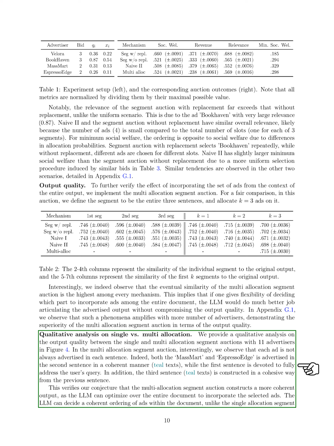We conduct a qualitative analysis comparing single and multi-allocation segment auctions with 11 advertisers. In the multi-allocation segment auction, we observe that each ad is not necessarily advertised in every sentence. Ads like Massmart and Espresso Edge are placed coherently in the second sentence, while the first sentence addresses the user's query. The third sentence is constructed in a cohesive manner from the previous sentence. This demonstrates that the multi-allocation segment auction produces a more coherent output as the LLM can optimize over the entire document to place selected ads.